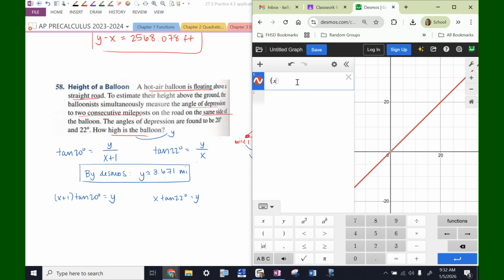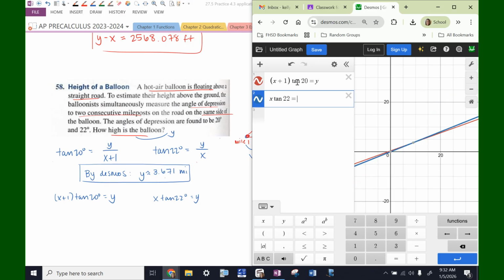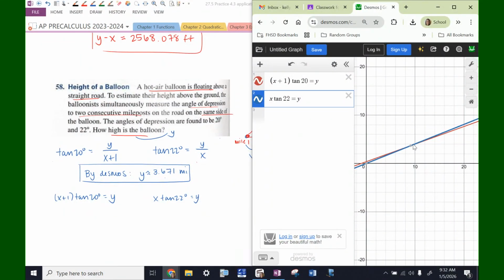So I could say x plus 1 times tangent of 20 equals y. Do I even need the equals y? I guess I don't need the equals y. I'll put it just in case. And x tangent of 22 equals y. And I get the same points, right? Y is this.